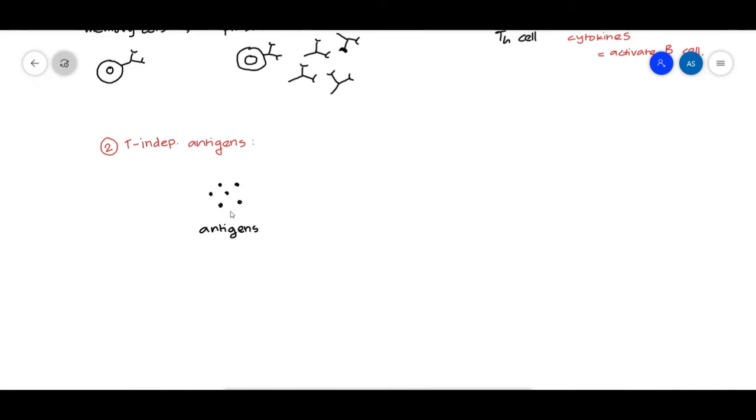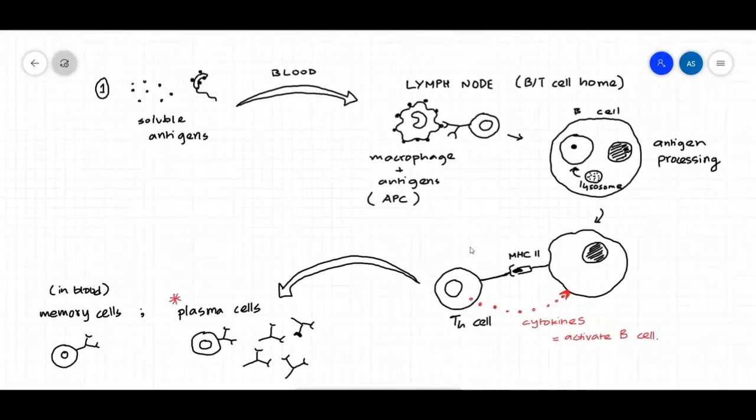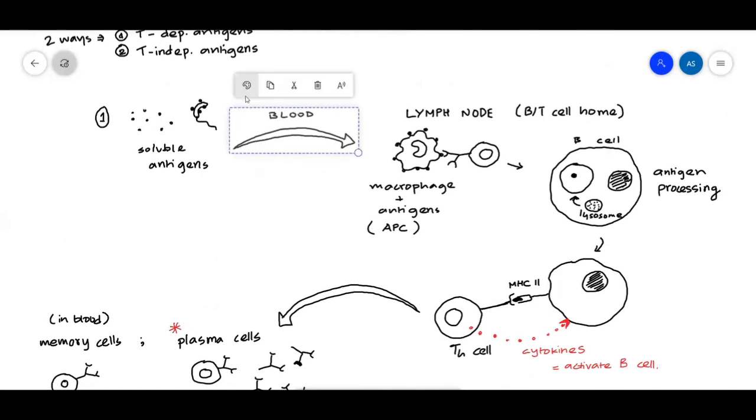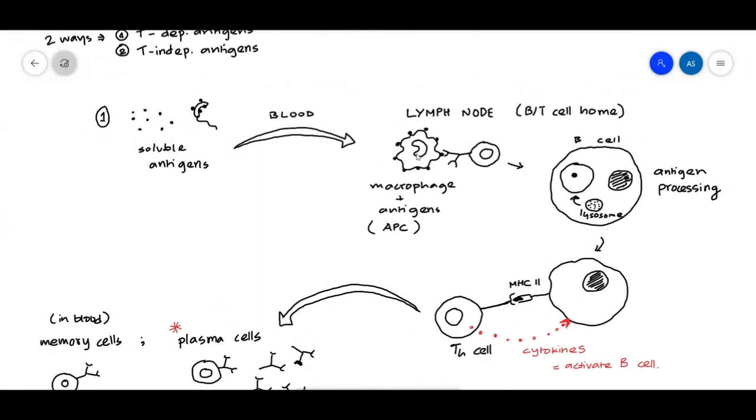These larger antigens are not going to bind to B cell receptors. So remember that in the T-dependent antigens, these were the B cell receptors, right? These were the B cell receptors, the specific antibody B cell receptors that bound to the antigens.